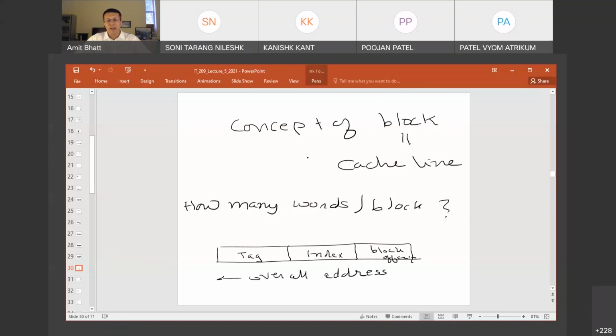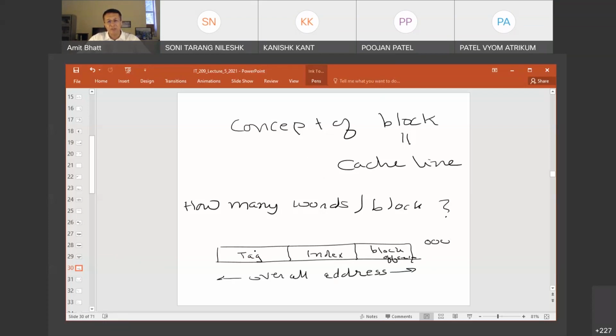So that means if I have an 8-word block, then my block offset will be 3 bits, right? Which word within a block do you want? At least I need 3 bits to determine which word from this block of 8 words I want.